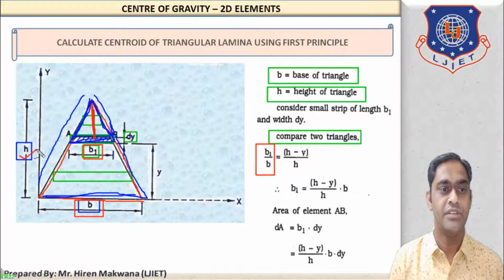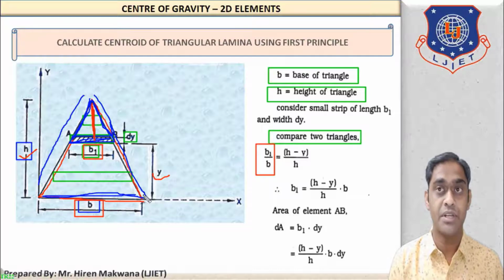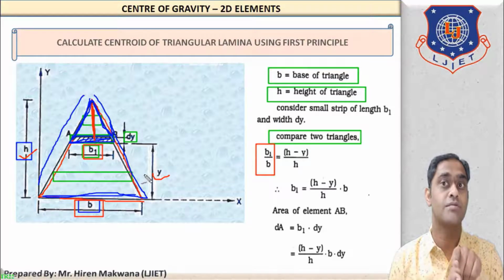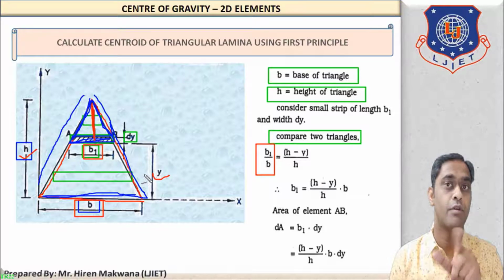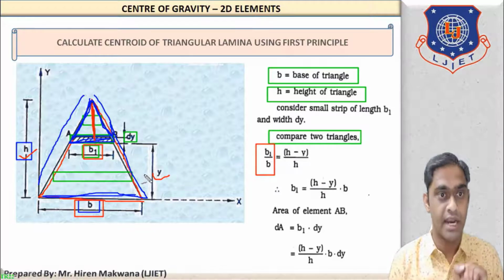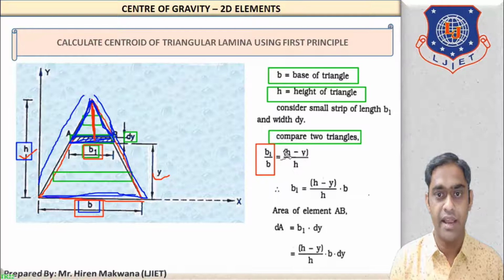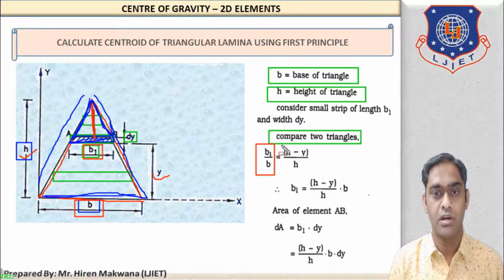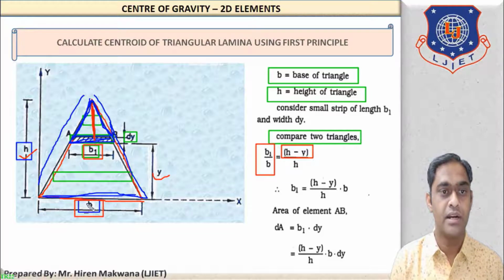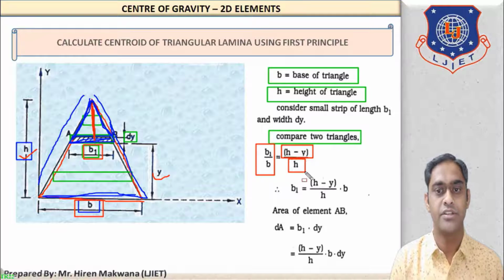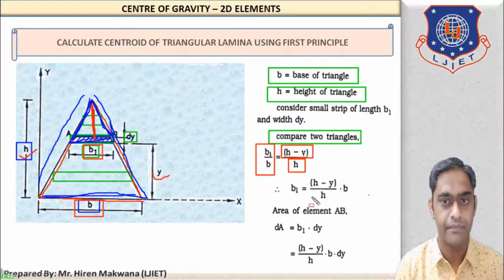It will be H minus Y. What is H? H is equal to the total height of the big triangle. And what is Y? Y is the strip distance from the bottom. So subtracting Y from H, you will get the height of the smaller triangle. So H minus Y is the height of the smaller triangle. And what is the height of the bigger triangle? It will be H. You can see from the figure.